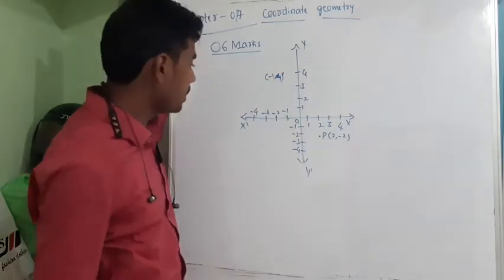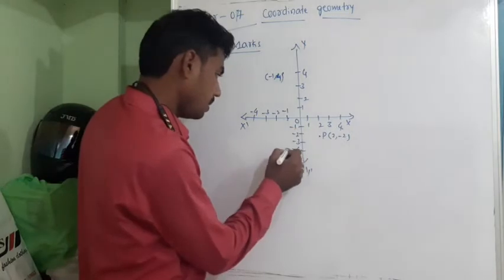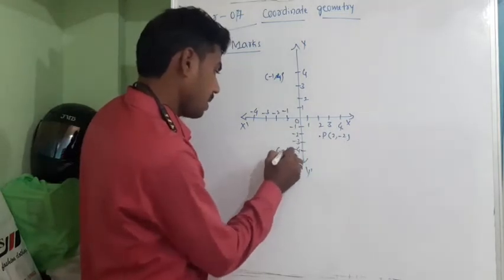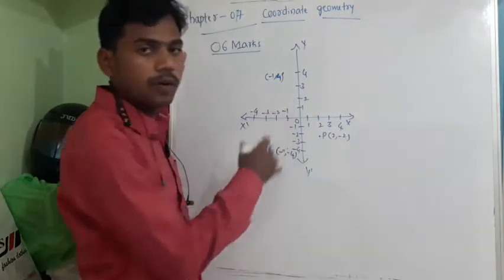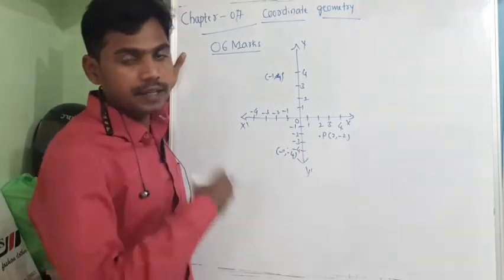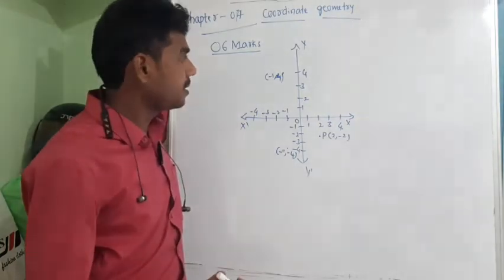Minus 1 comma minus 4. This is minus 1, this is minus 4. See? Minus 1 comma minus 4. This is how we are going to represent the points on the Cartesian coordinate system.